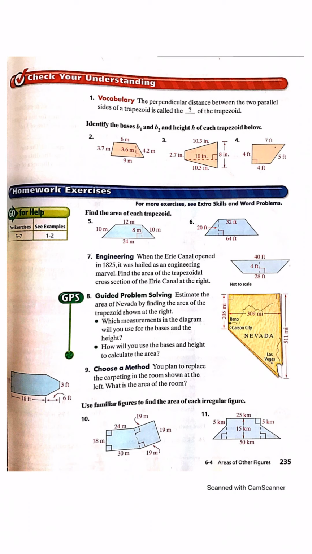For today's homework, let's please do questions 2 through 7. Let's do one together for our vocabulary. The perpendicular distance between two parallel sides of a trapezoid is called the, so here we have our trapezoid, and it's asking what this line right here, what is that called? It's going to be called the height. Once again, 2 through 7, please.